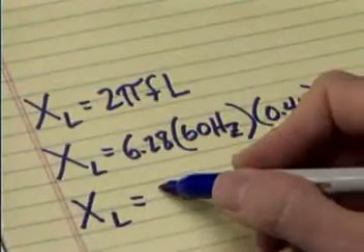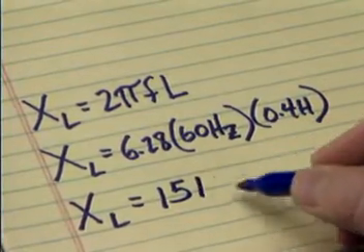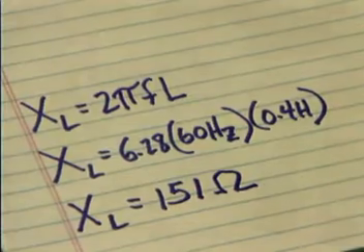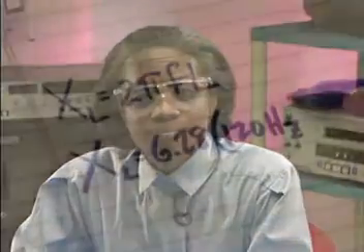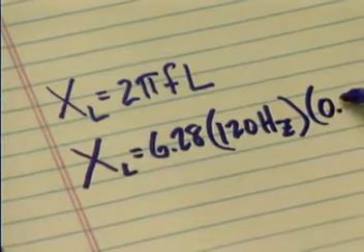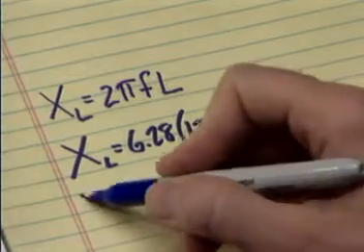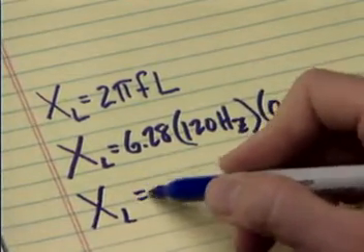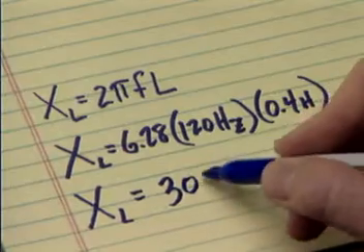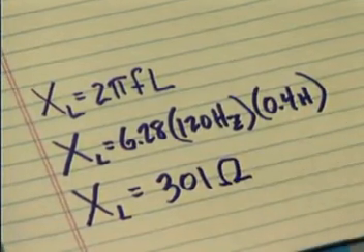Remember, your answer will be in ohms. Solving the equation, the inductive reactance equals 151 ohms. Let's try another example, keeping the inductance fixed at 0.4 henries. But this time, the voltage source frequency will be doubled to 120 hertz. Once again, substitute the values in the formula. 6.28 times 120 hertz times 0.4 henries yields an inductive reactance of 301 ohms.